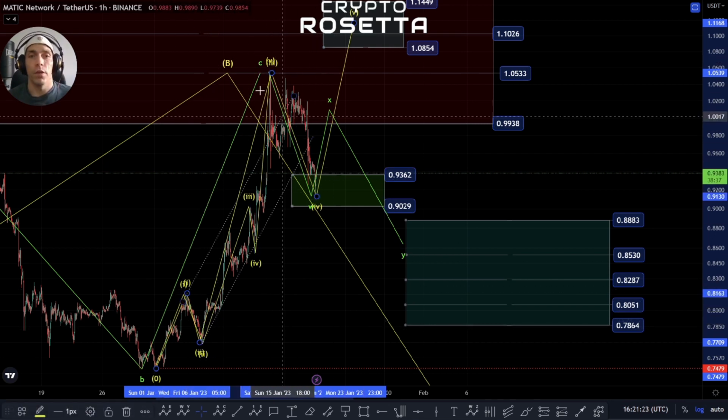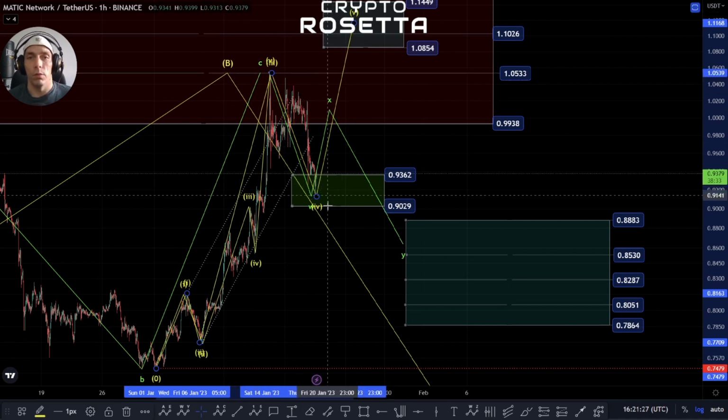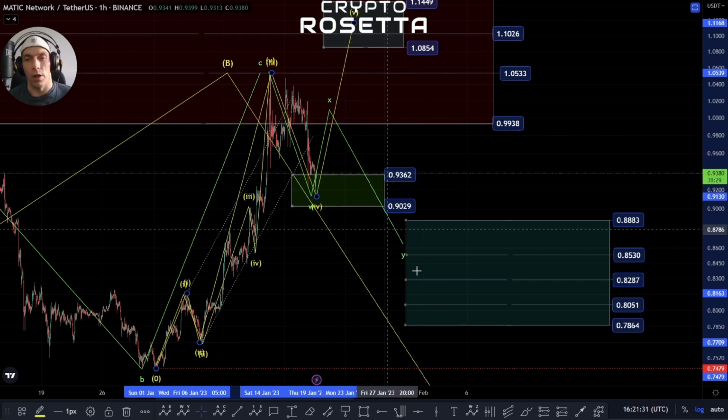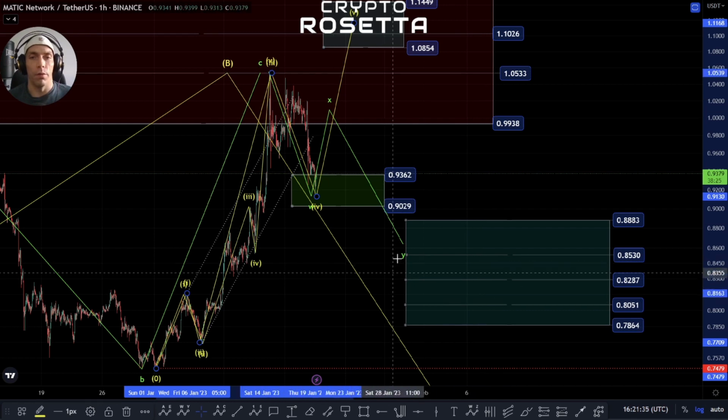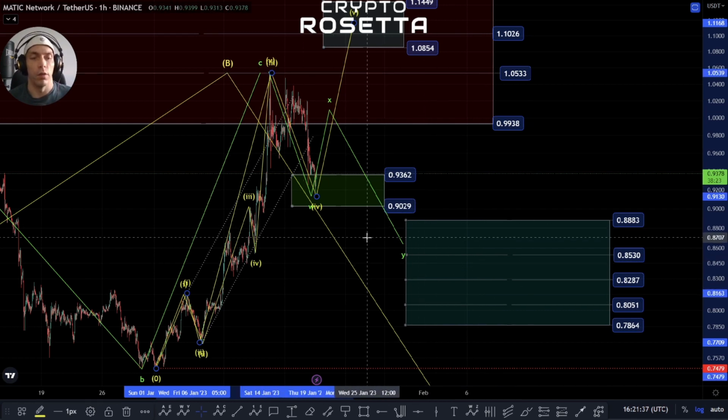So if it doesn't start to move away from this point, then I'd be sort of worried that we have a different structure playing out here, and we're actually looking to potentially either retrace down into this box or form a 5-wave structure and start to break to the downside.